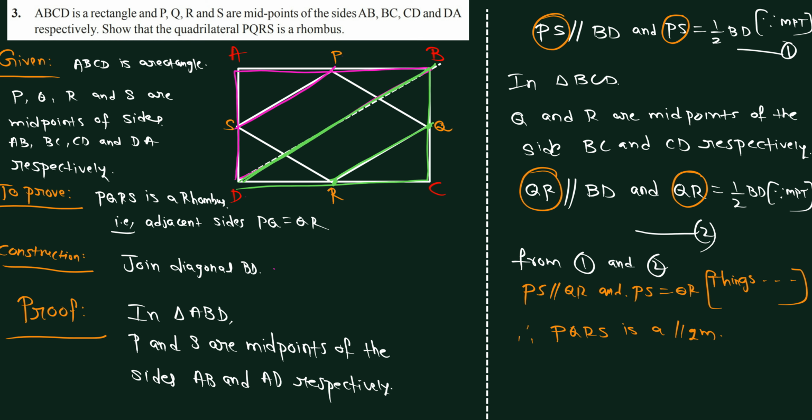So to prove the adjacent sides are equal, you take the two triangles. What are the sides we need to prove equal? PQ and QR. Now you see, PQ and QR lie in which triangle? PQ and QR lie in triangle PBQ and triangle CQR. Okay? Write down. Next, triangle PBQ and triangle RCQ.